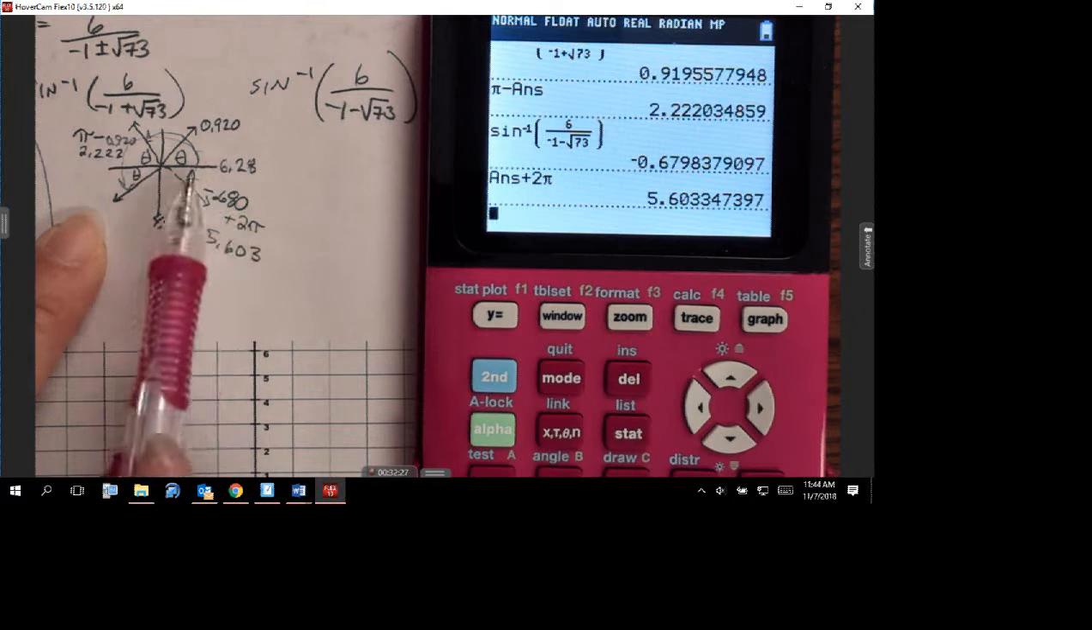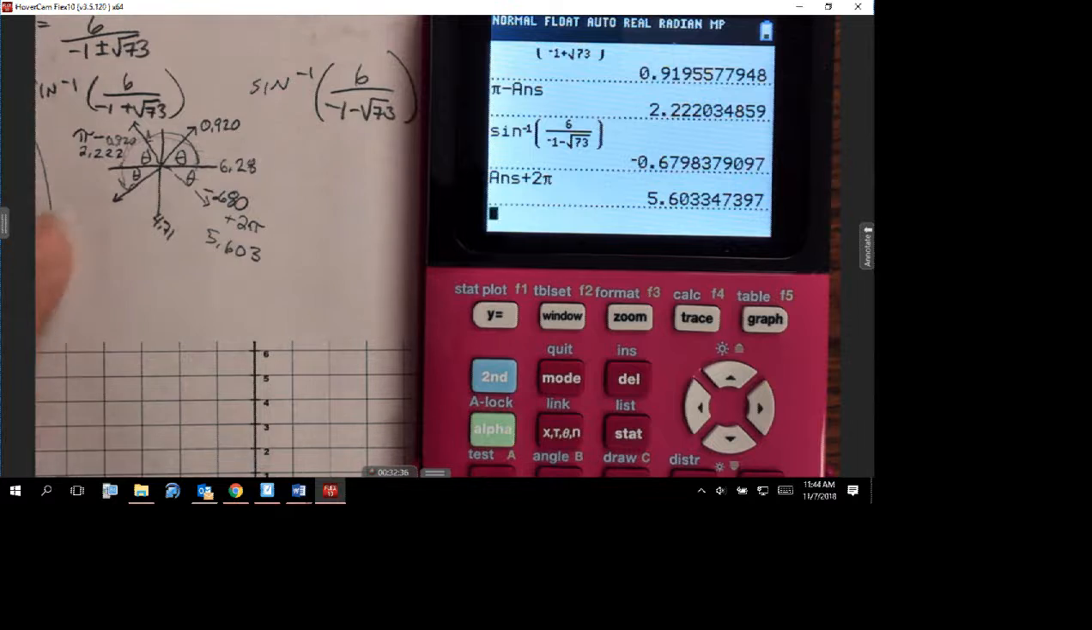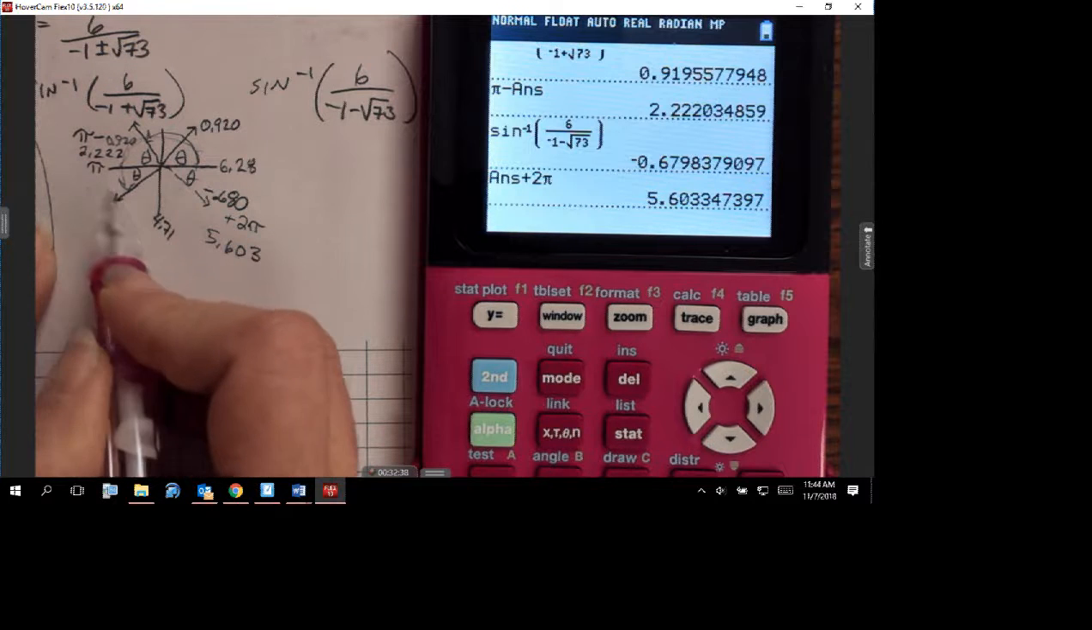What's halfway around? Hey, what's halfway around? Pi. Oh, you said 3. That's what I didn't hear. Yeah, that's pi. And then what do we need to do past pi?